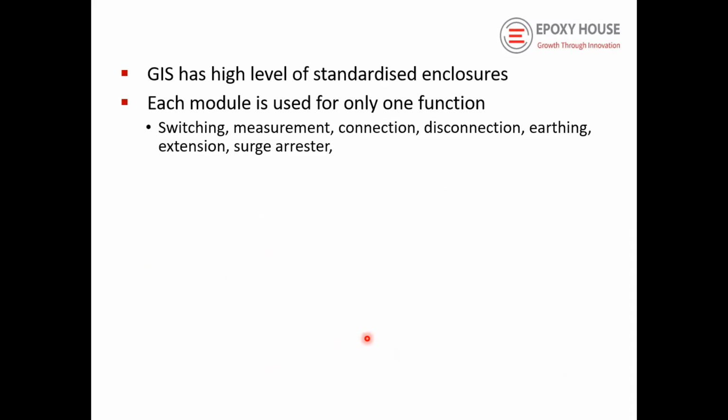GIS is kind of like Lego blocks. You have to connect different modules: the circuit breaker module, the current transformer module, the voltage transformer module. These modules are connected in a kind of Lego block assembly. Every block is used for a particular function. For example, the circuit breaker is for switching, the current transformer and voltage transformer are for measurement, and there are other monitoring devices.